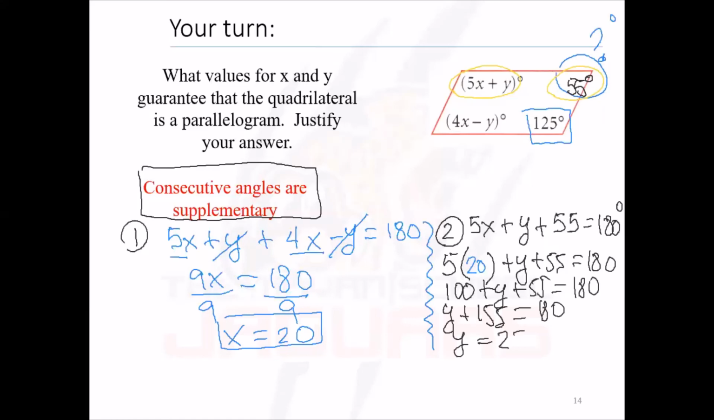So we just found the value of y. So at the end, guys, we have the two values. The value of x is 20, and the value of y equals 25. These two values guarantee that this quadrilateral that I have in here is a parallelogram.